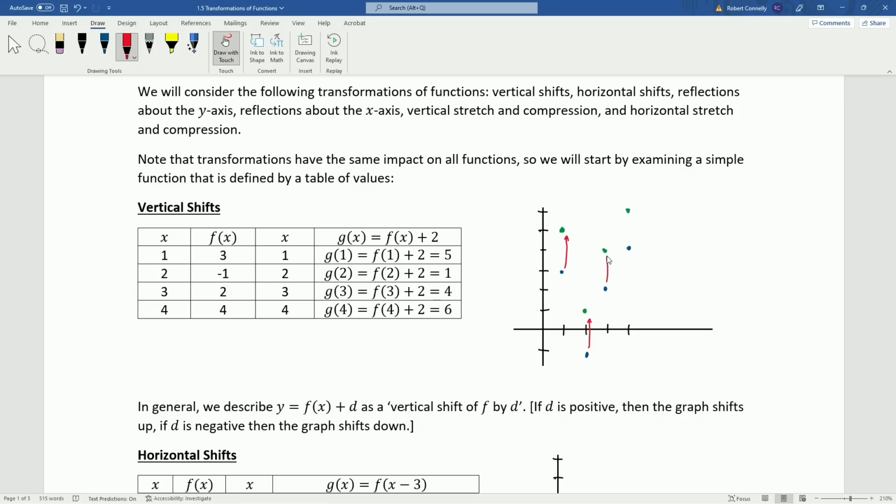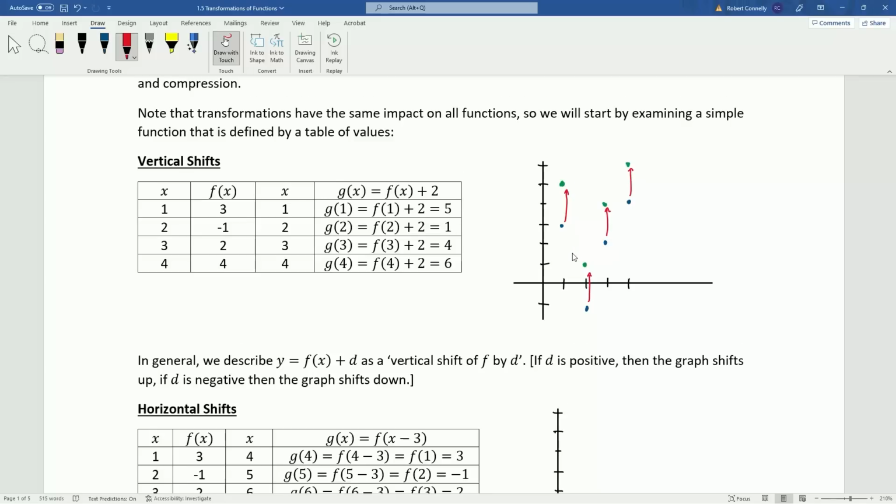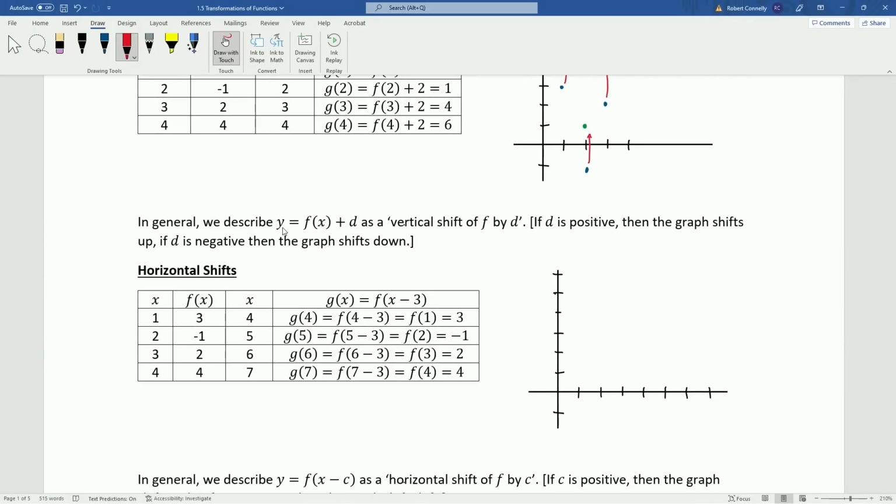Now, of course, we're laying this out really precisely, but it should be kind of obvious that this is happening, because what we're saying here by this transformation is that you're taking the y value from our previous function and adding 2 to that y value. So of course your y value goes up by 2. Now in general, we describe y equals f of x plus d as a vertical shift of f by d. If d is positive, the graph shifts up, and if d is negative, the graph shifts down.